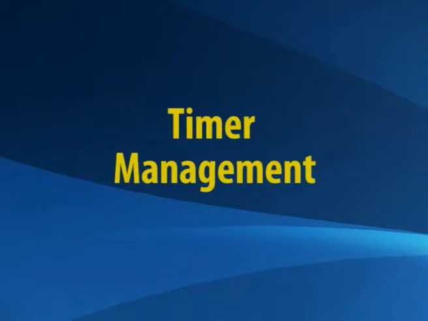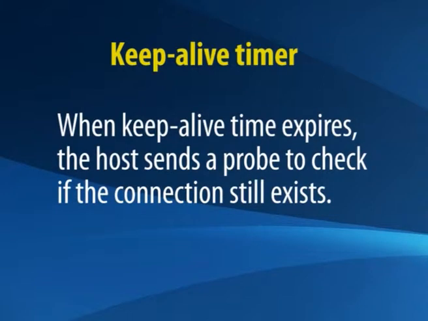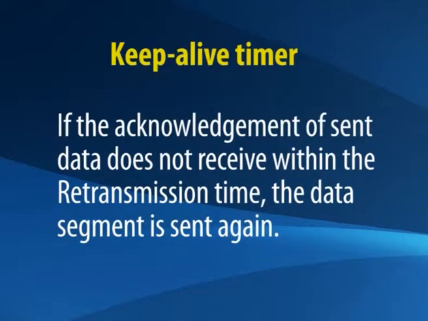Timer management. TCP uses different types of timer to control and manage various tasks. Keep alive timer. This timer is used to check the integrity and validity of a connection. When keep alive time expires, the host sends a probe to check if the connection still exists. Retransmission timer. This timer maintains stateful session of data sent. If the acknowledgement of the sent data is not received within the retransmission time, the data segment is sent again.